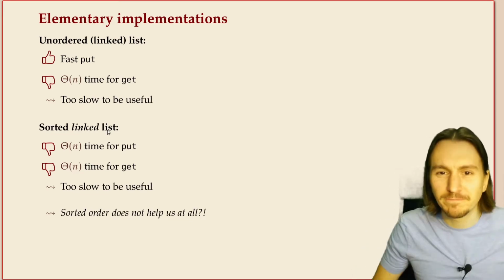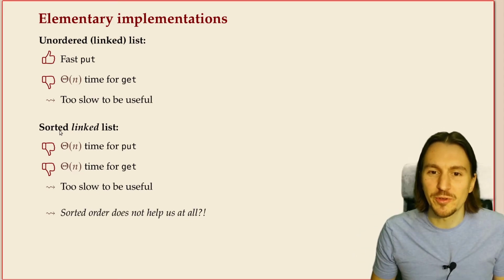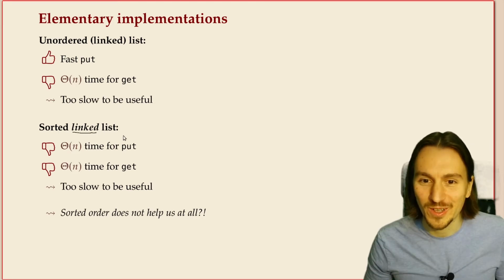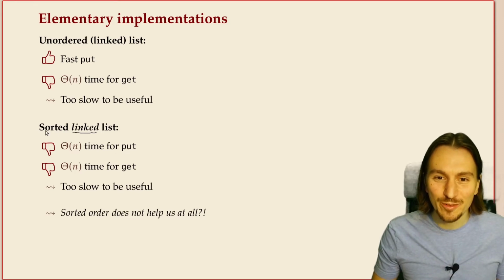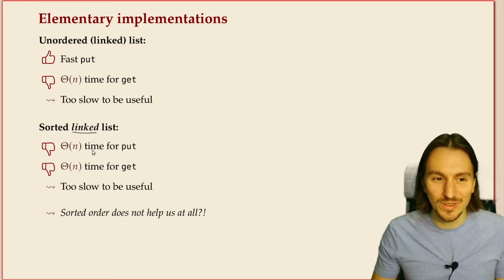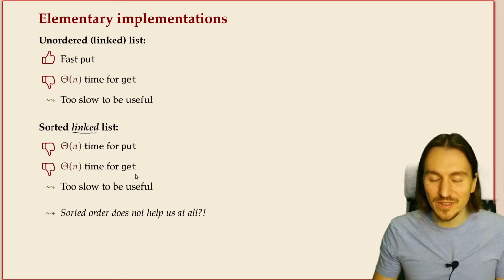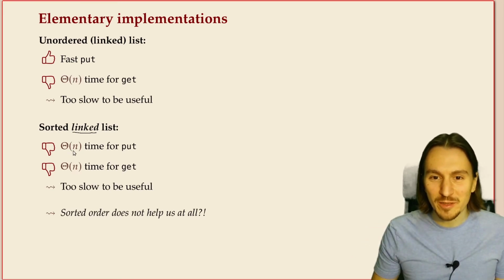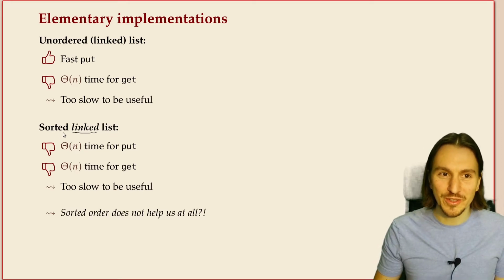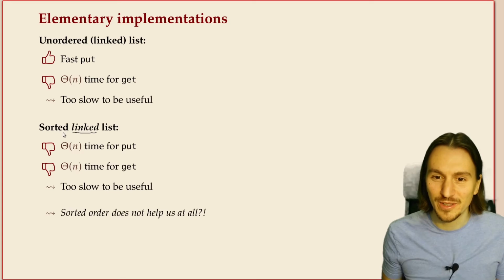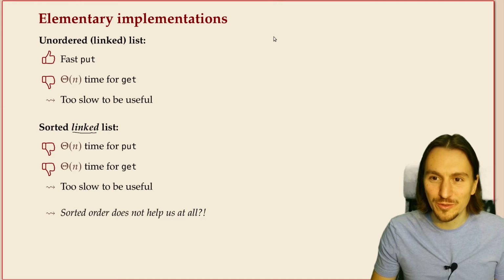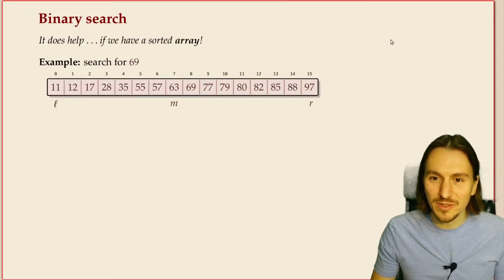You could think, if unordered is not good, maybe we can sort the linked list. Now I stress linked here, and I'll come back to it in a second. Well, if you sort a linked list, that's actually totally useless, because now get still is linear time because you can't access elements faster. And put, now you have to maintain this sorted order, so you have to walk through the list and find the right insertion spot. So it looks like ordering the dictionary is not at all useful here. That's a bit against our intuition.